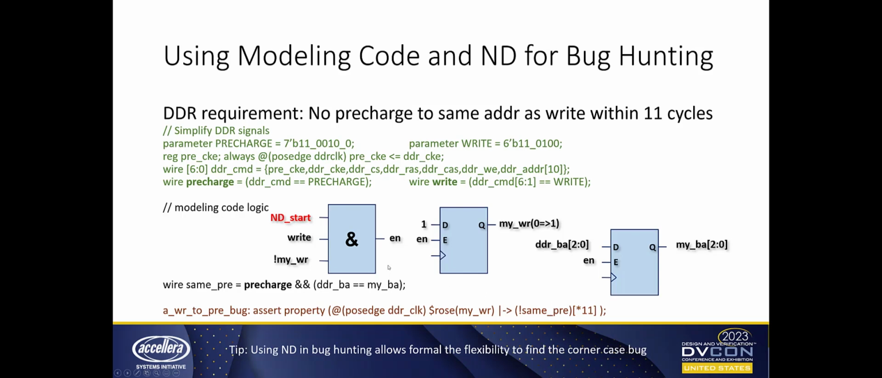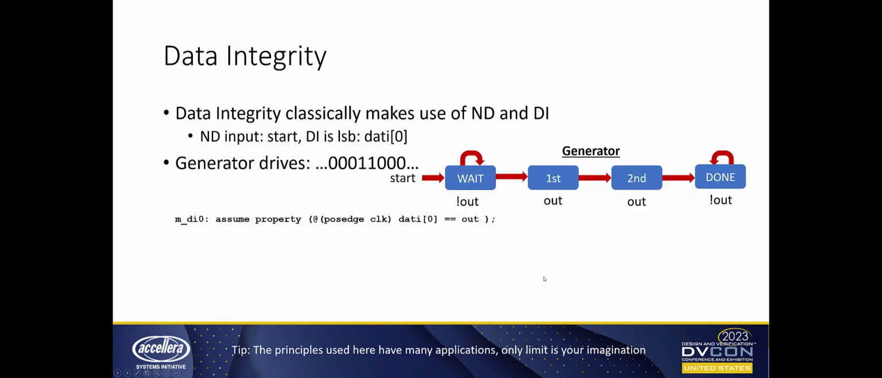And so formal is picking the time, the temporal time, to when to inject this write that would cause the bug to happen. So the internal counters are in some condition that would cause a bug to happen. So this is the power of modeling code and ND. Data integrity is a classical application of non-determinism and data independence.